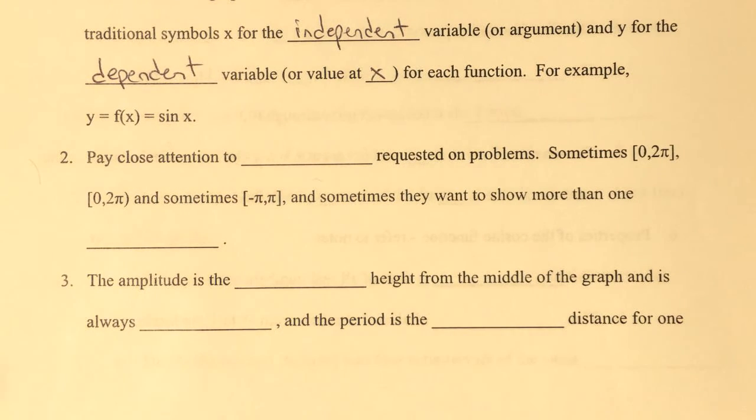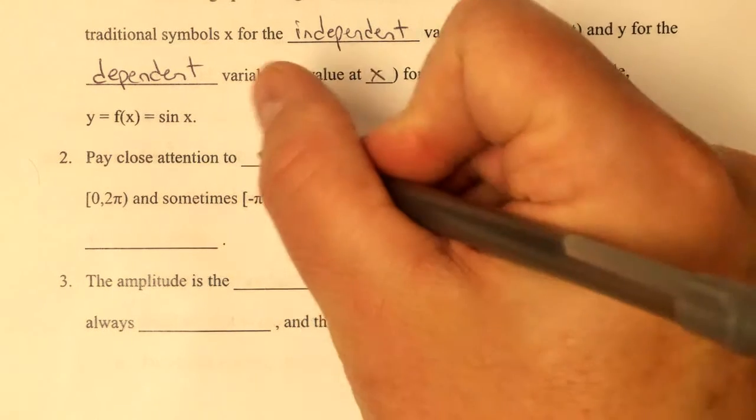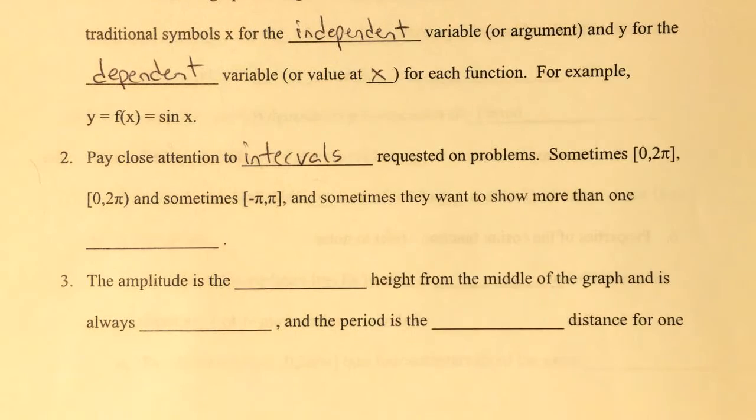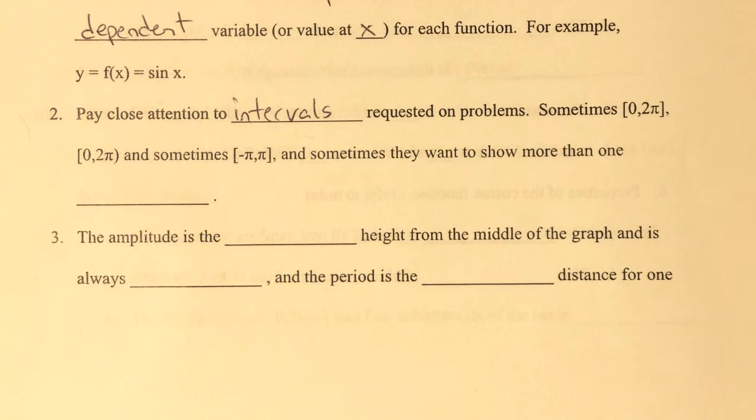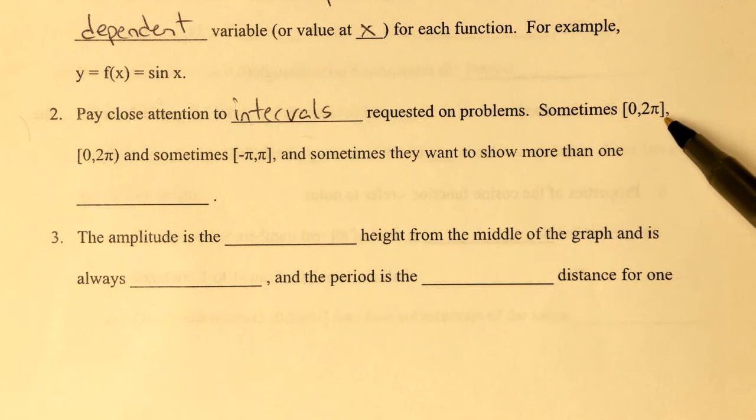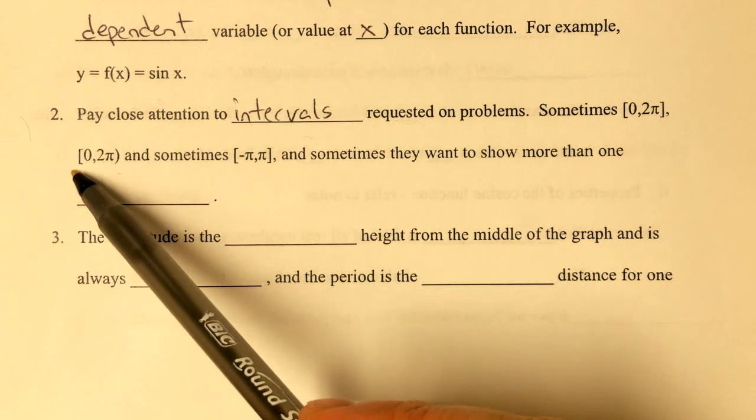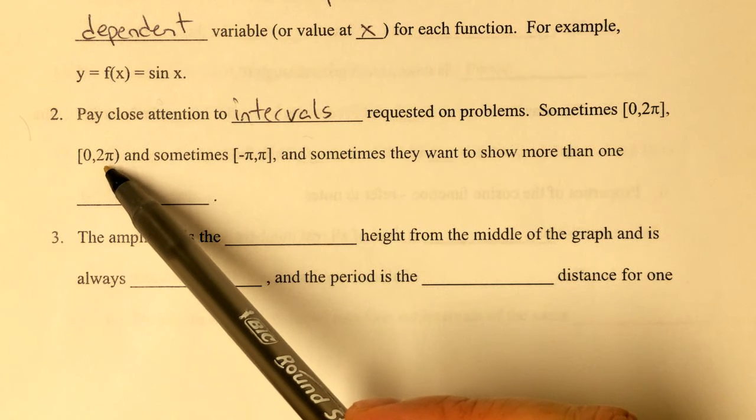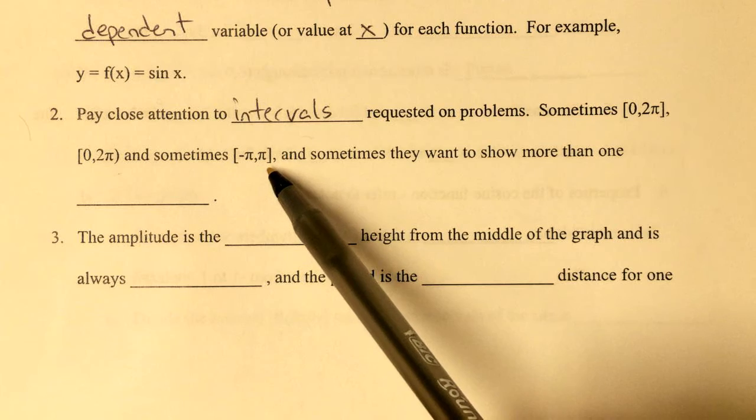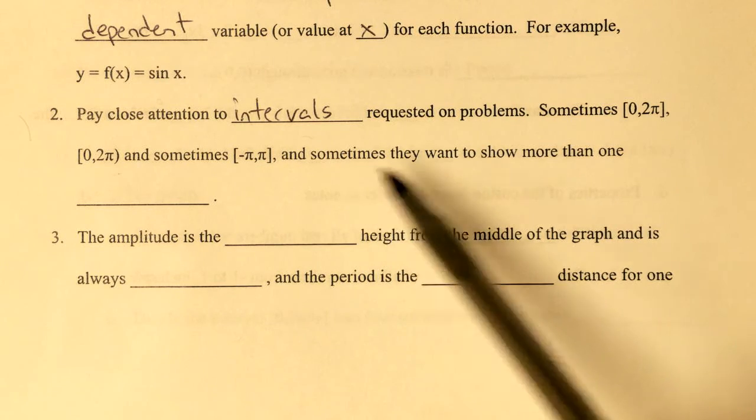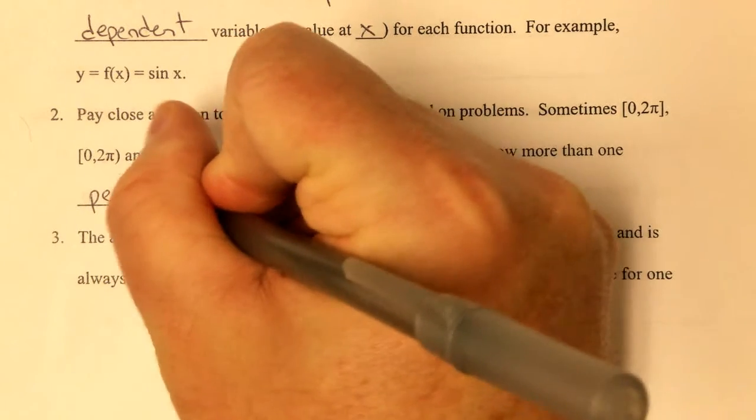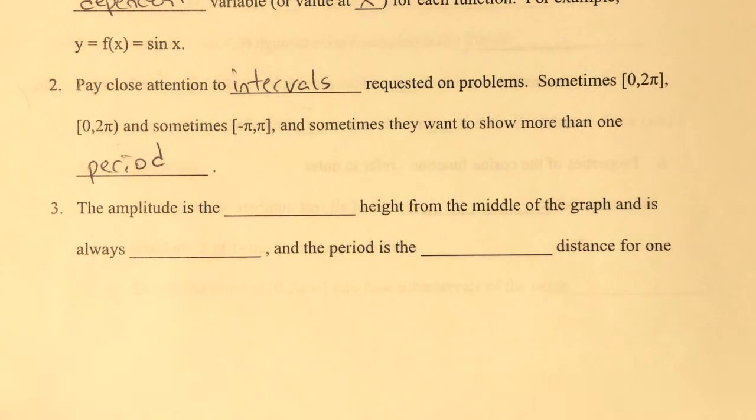Okay, number 2, pay close attention to intervals on requested problems. Sometimes it's 0 to 2 pi, including those points. Sometimes it includes the front but not the back. Sometimes it includes from negative pi to pi. And also sometimes they want to show more than one period. So just pay attention to what they want.